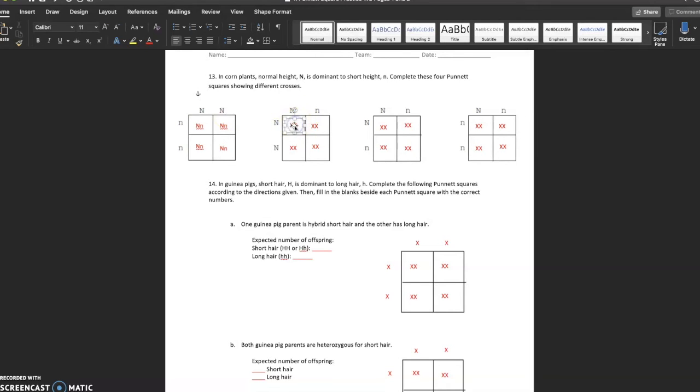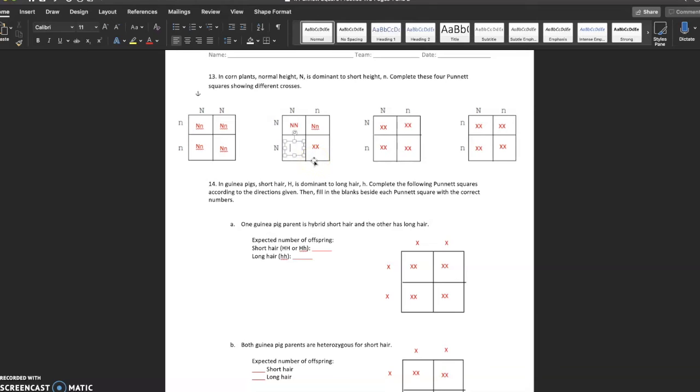This next box, for this first one, we have a capital N coming from the top and a capital N coming from the side. For this one, we're going to have a lowercase n coming from the top and a capital N coming from the side. But remember, we always put the dominant allele first, no matter where it's coming from. If we have one present, it's going to go first. So we have a capital N, lowercase n combination there.